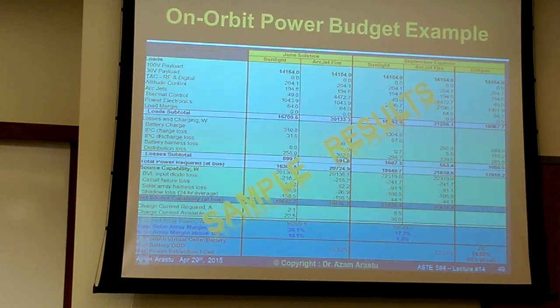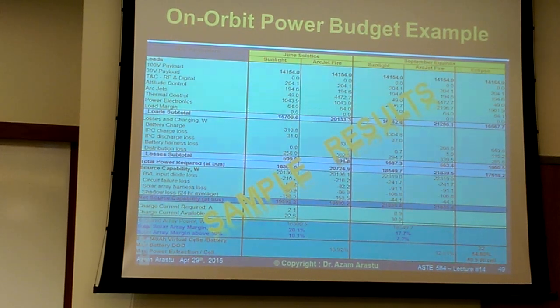What's the source capability? With that, the source capability, the diode losses. Here, again, I designed the solar array and ended up with, say, a 20 kilowatt array. And these are all the losses during that time. So my net source capability is 19.0. And then I also put the charge current, the current required. So that's the power that I am getting. Charge current and charge current available is so much.